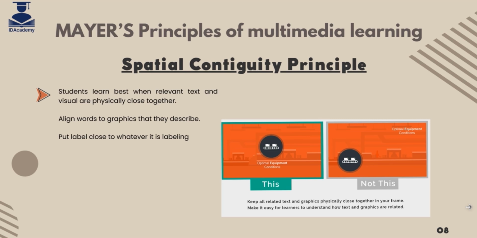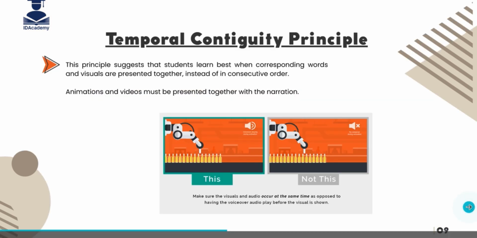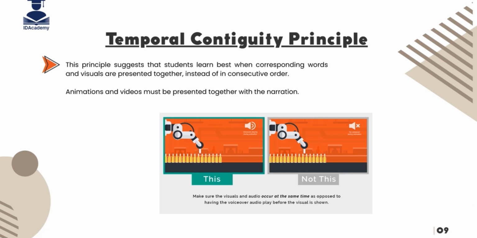Mayer's principles of multimedia learning. Starting with principle number 1, which is the spatial contiguity principle, this principle states that students learn best when relevant text and visuals are physically close together. So, as instructional designers, we have to align words to the graphics that they describe, or put a label close to whatever it is labeling. The other principle is the temporal contiguity principle.